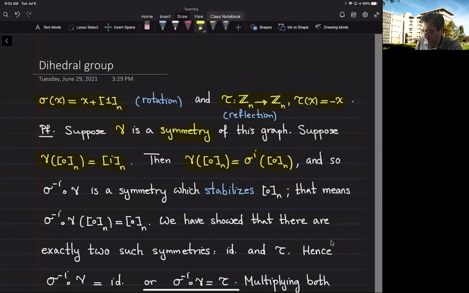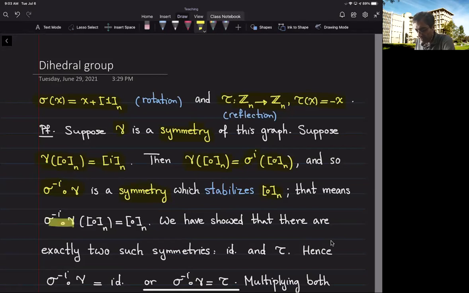Now, when I look at the inverse of this applied to gamma, this composite is going to be another symmetry of this n-cycle. Again, we are talking about the group of symmetries under composition. Both gamma and sigma to power i are symmetries of this n-cycle. Therefore, sigma to power negative i composed with gamma is a symmetry of the n-cycle. And this particular symmetry stabilizes 0. It fixes the point 0. It doesn't move the point 0.